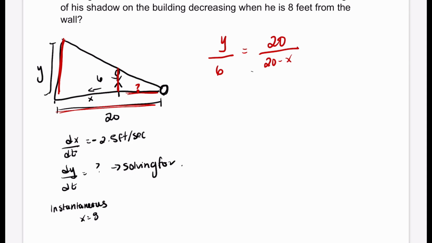From here, we can start solving. So I'm going to cross multiply. So I have y times 20 subtract x equals 120. Now I want to get my y by itself. I don't really like that there's two derivatives here. I don't want to deal with it. So I'm going to divide both sides by this just so I have 20 minus x on the other side.